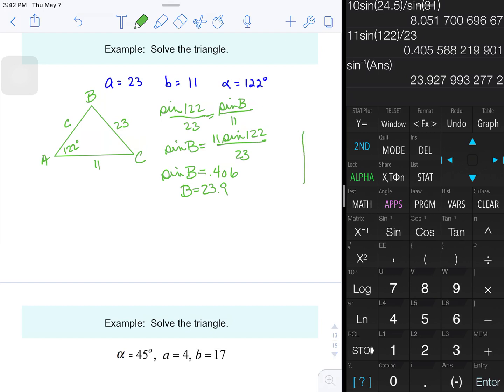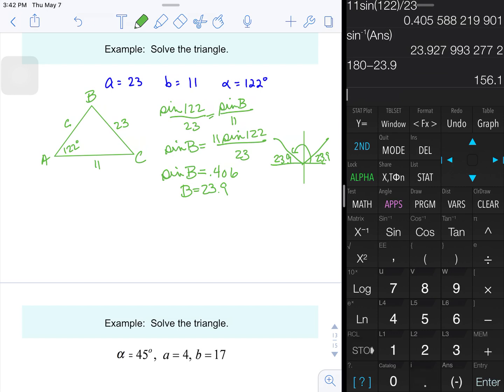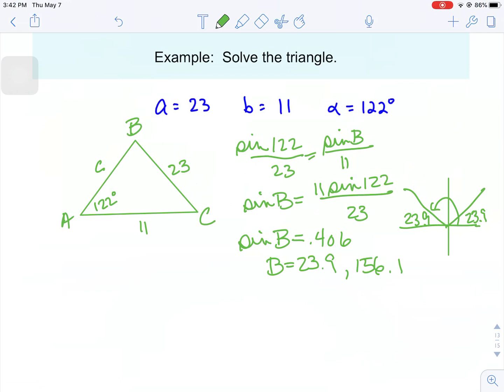Now, remember, sine is positive in the first and in the second quadrant. So I'd have an answer in the first and the second quadrant. One's 23.9. The other one is in the second quadrant, with 23.9 as my reference angle. So my other option is 180 minus that 23.9, and that is 156.1.